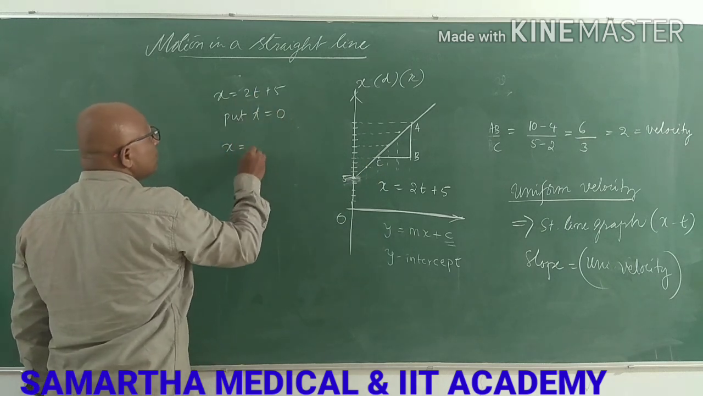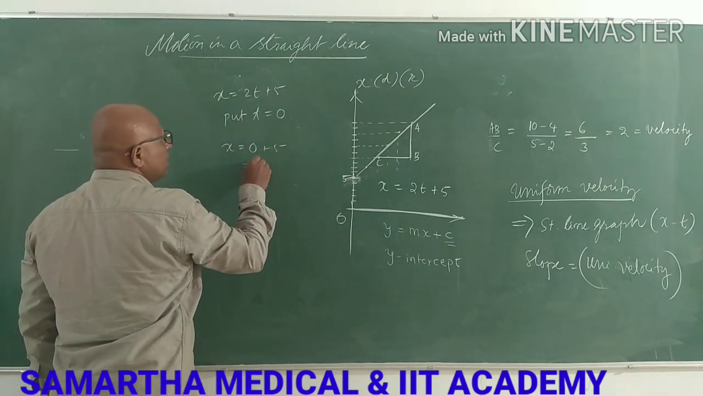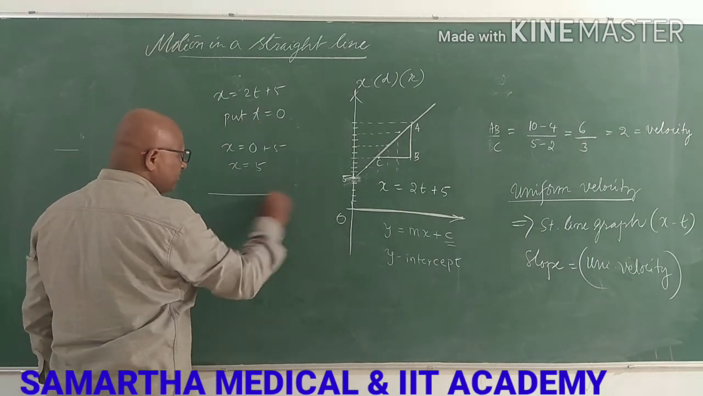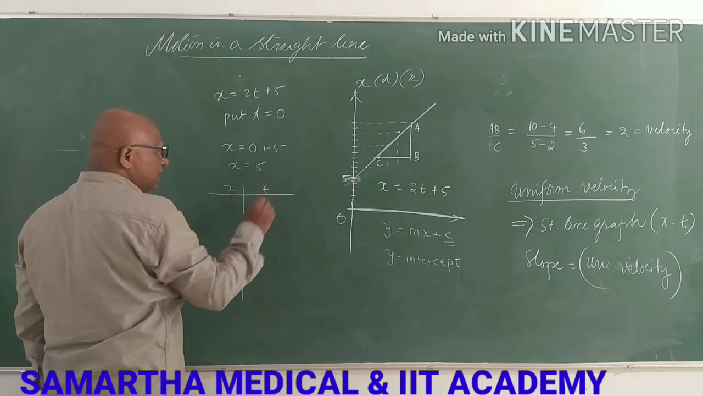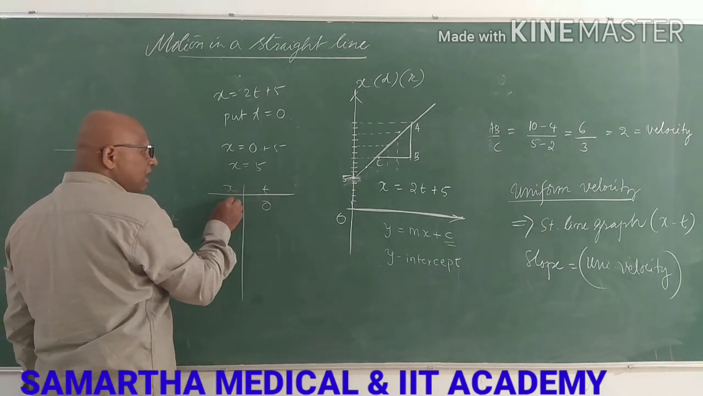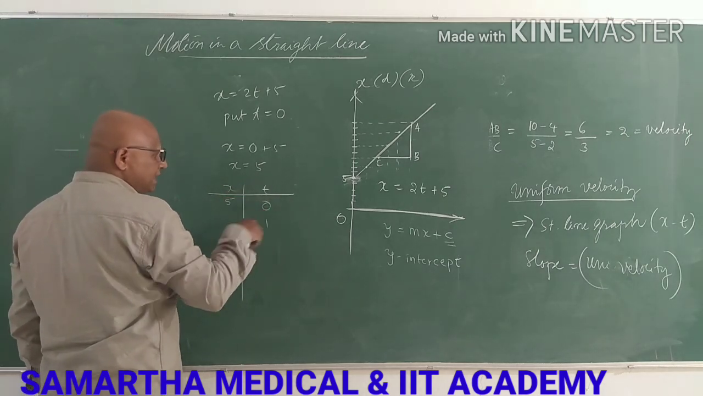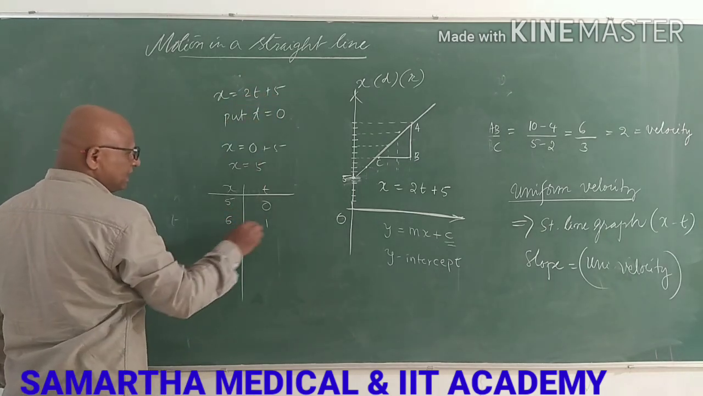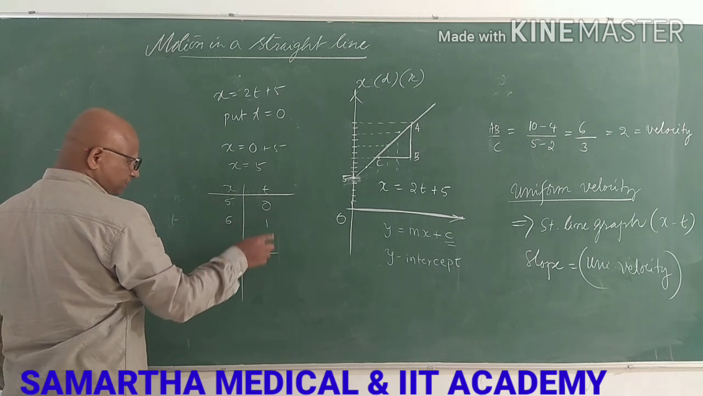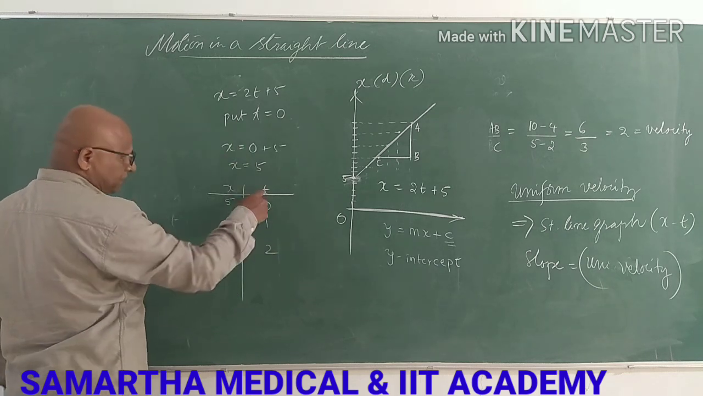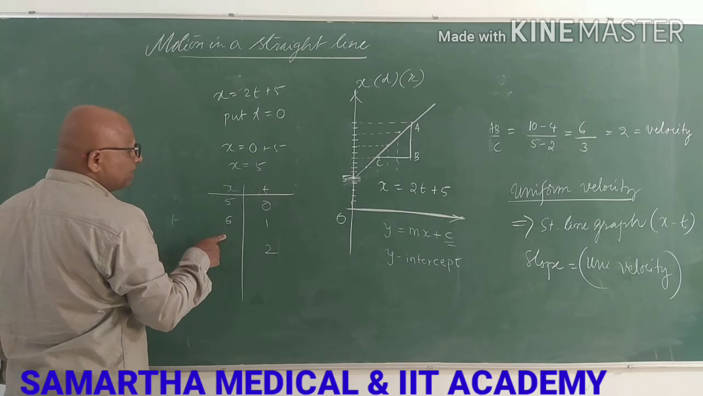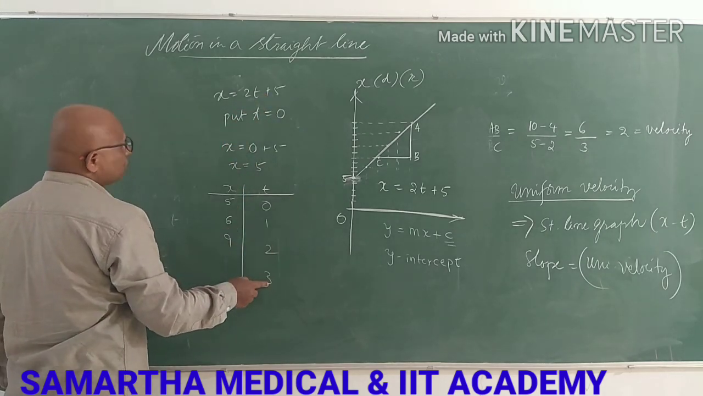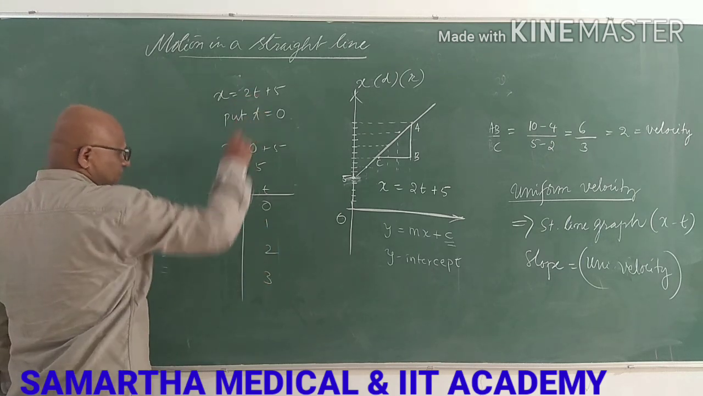x is equal to 0 plus 5, that is equal to 5. x is equal to 5 when t is equal to 0. It means that if you plot the graph of x versus t, when t is equal to 0, x is not 0 but x is equal to 5. When t is equal to 1, 2 into 1 plus 5 is 7. When t is equal to 2, x will be 2 twos are 4 plus 5, 9. When t is equal to 3, 3 twos are 6 plus 5, 11.